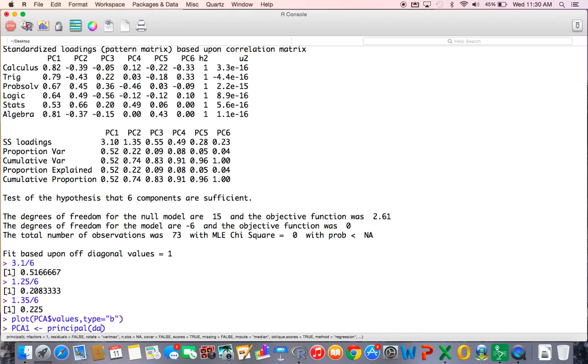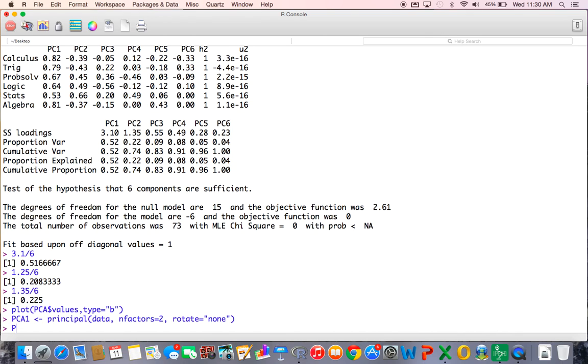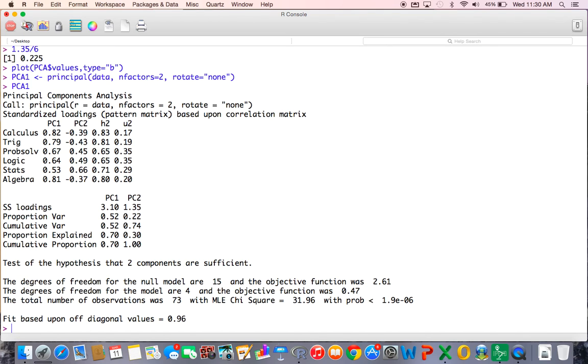So, guys, here I'm going to go to data, but now I'm going to set factors equal to 2, because from my previous analysis, that seems reasonable. And I don't want to do anything fancy yet. I still don't want to do any rotation. That's when things get really cool. All right, PCA 1, and I get something similar to what I got before, but something cleaner. First of all, I've still got a pattern matrix based on the correlation matrix, just as before. But notice now that my principal component loadings have changed a little bit.